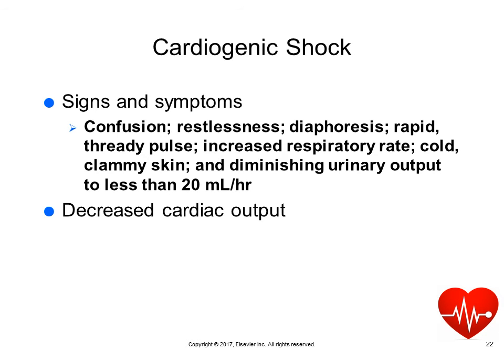Cardiogenic shock signs and symptoms include confusion, restlessness, diaphoresis, rapid thready pulse, increased respiratory rate, cold clammy skin, and diminishing urinary output to less than 20 mils per hour. If you notice these signs and symptoms, make sure you get a provider quickly. Also, we note decreased cardiac output.